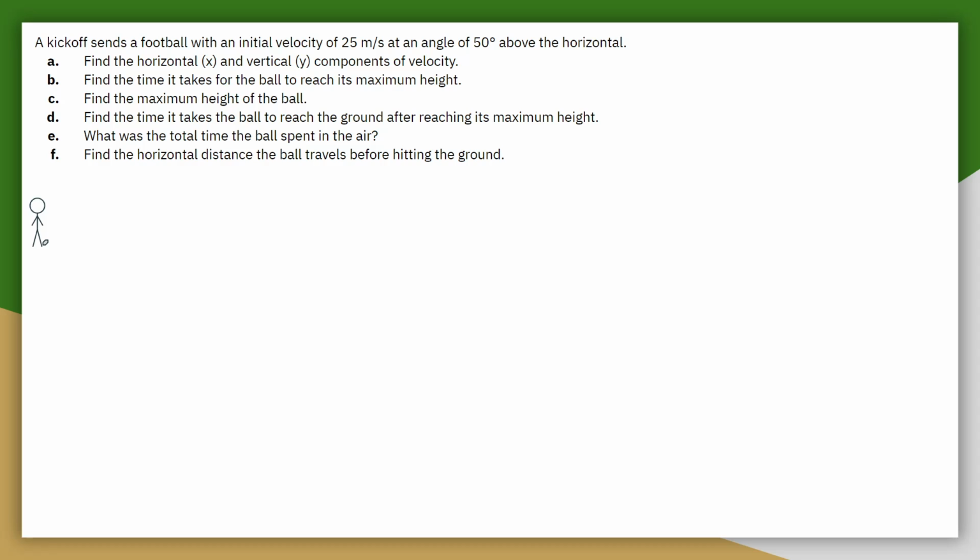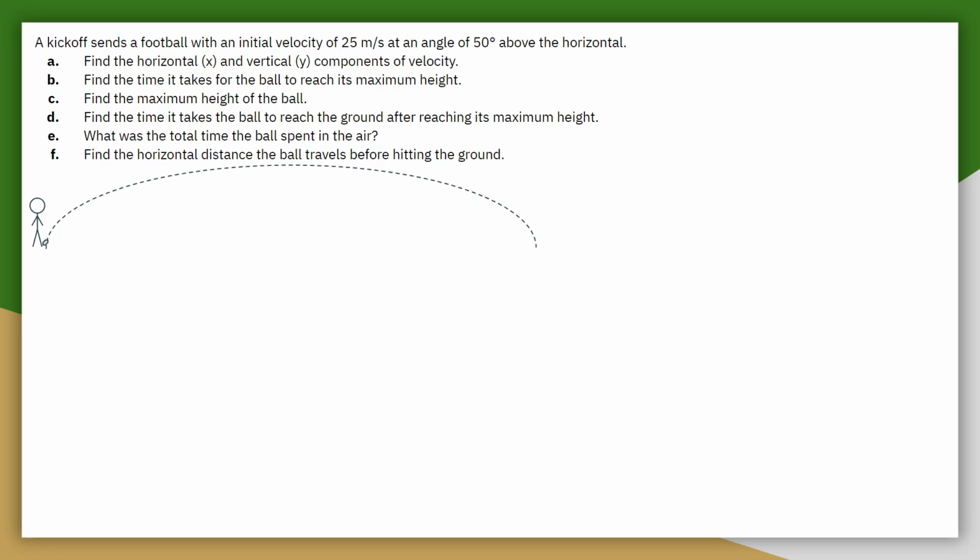Now, to help us visualize this problem, I have drawn a picture of a football player and a football. When they kick the ball, it follows a parabolic arc. It starts off on the ground, they kick it, it moves up to its maximum height, and then it comes back down to the ground.